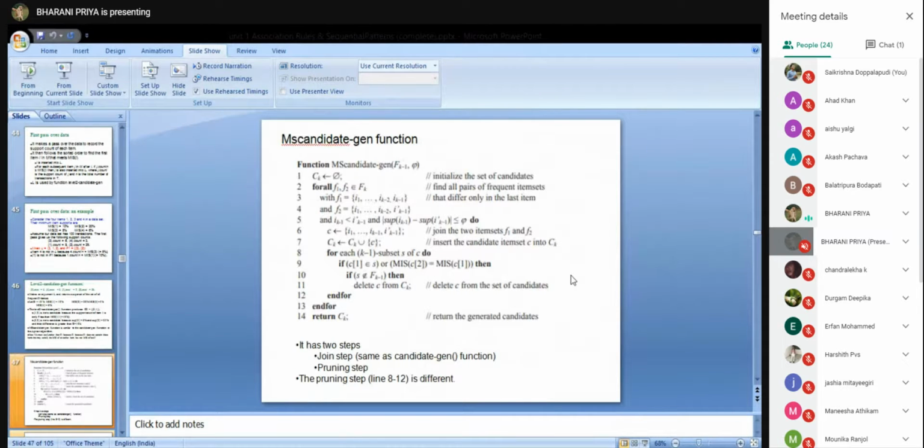MS candidate generation function. It has a joining step and a pruning step. Lines 8 to 12 are pruning steps.